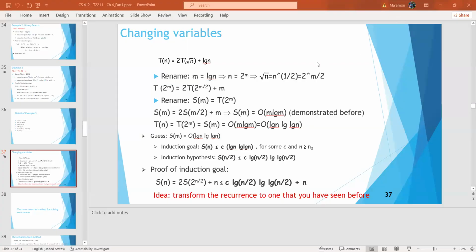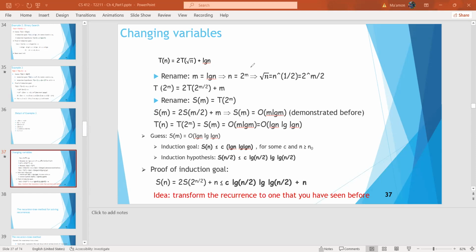Now, for this example, it looks a little bit complex, but it is easy. Now we want to show you that changing some variable here will simplify the problem. So now we have T of n equal 2 T of square root of n plus log n.